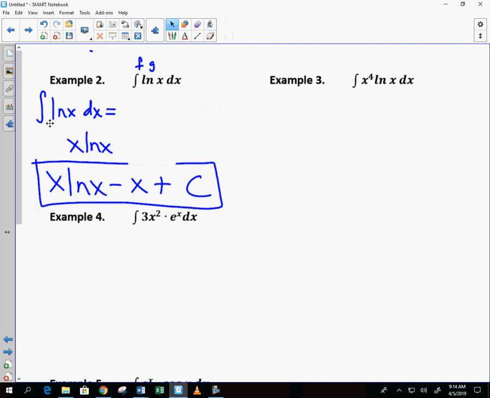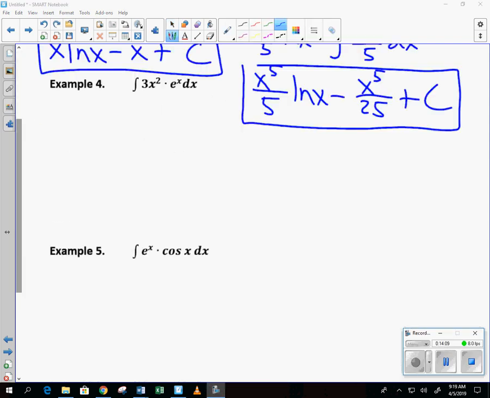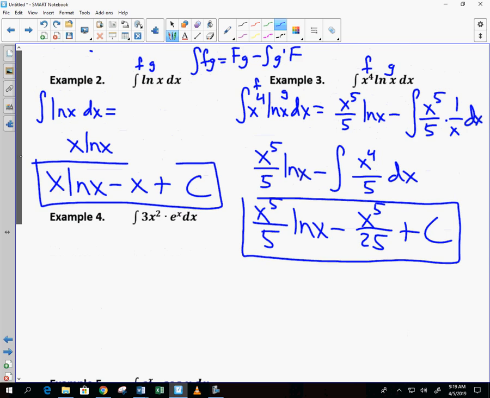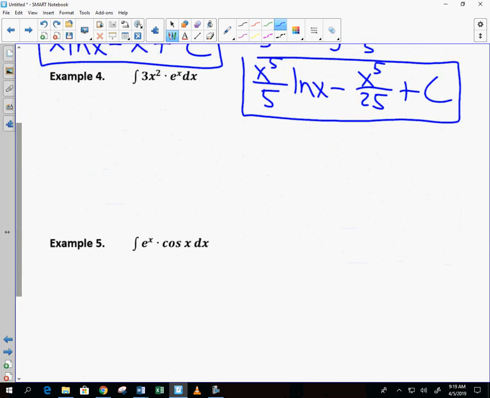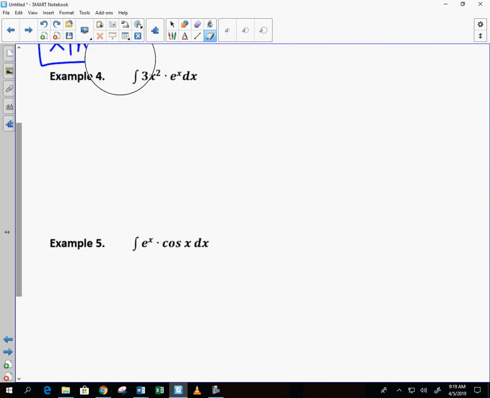You try example 3 on your own. Go. All right, YouTube Nation, we went over that one together. You can check it out. That's the work. Two more problems. Integration by parts. We got two things that are multiplied together. See if you can identify which one should be F and which one should be G.